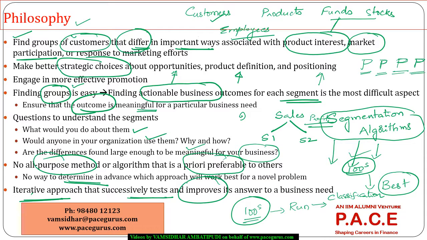So always remember, it's not a one-time approach. I've done the segmentation analysis on my data and it's over. It's a kind of an iterative process. It keeps changing, and I have to really evaluate all the possible algorithms that I have at hand. But for each of the algorithms, the way I evaluate it is by comparing with respect to my business objective.